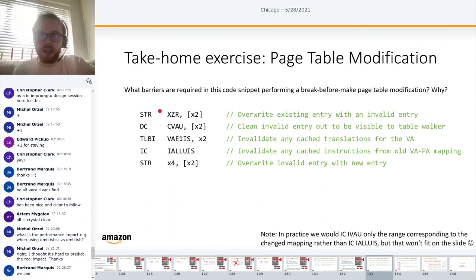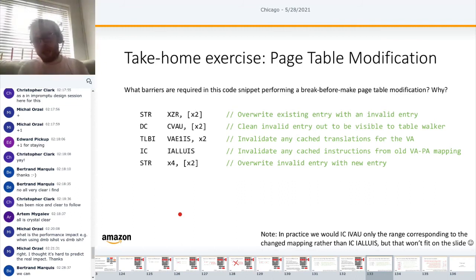So you can see here that there's some code which is going to do a page table modification. We have to do something in the ARM architecture called break before make. I won't explain why that is on the call. If you take a look in the ARM and search for break before make, you'll find a little explanation as to why that is.